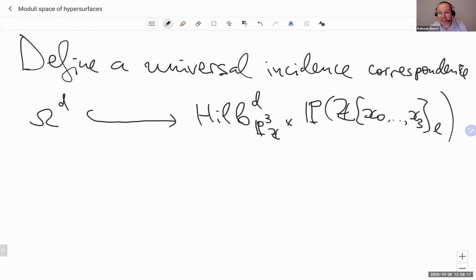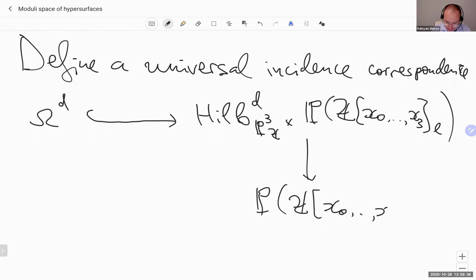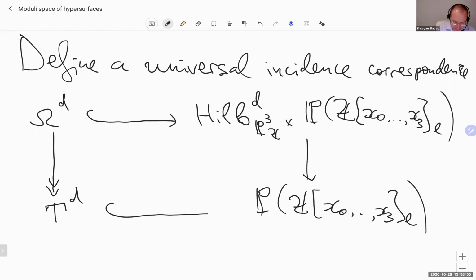You define it as a functor, and then you prove that this functor is representable by a closed subscheme. You know what it should be on the level of K points, what we wrote before, but you have to define it for all S points. Now this maps down to the projective space P over Z of x0 to x3, homogeneous degree L. This is a projective space over spec Z. And I can look at the scheme theoretic image, because from Omega D to this projective space, all arrows here are projective morphisms. So the scheme theoretic image, T_D, is like this.